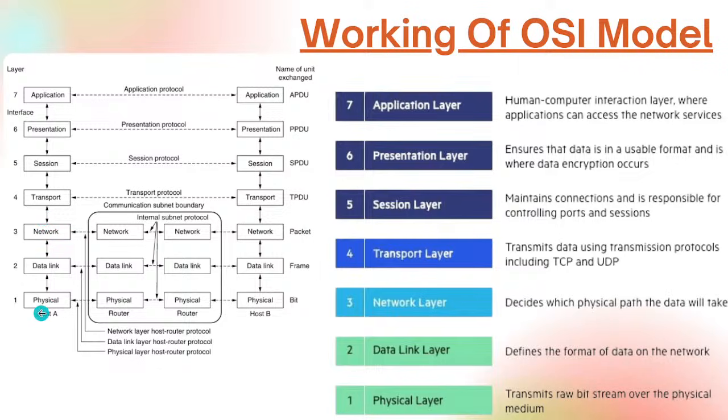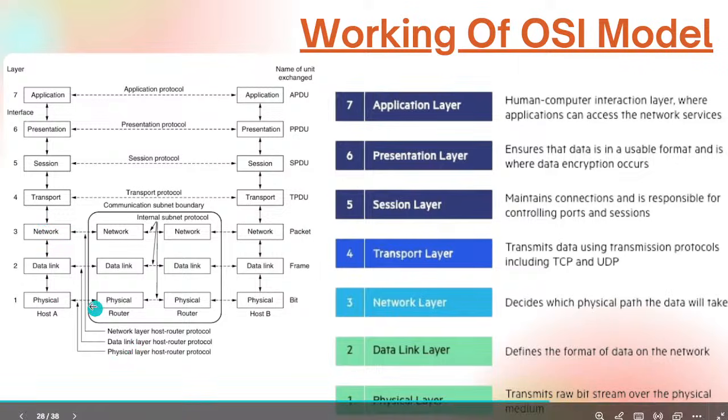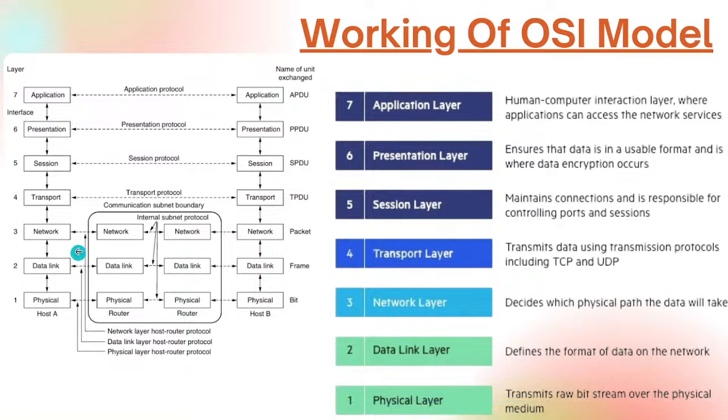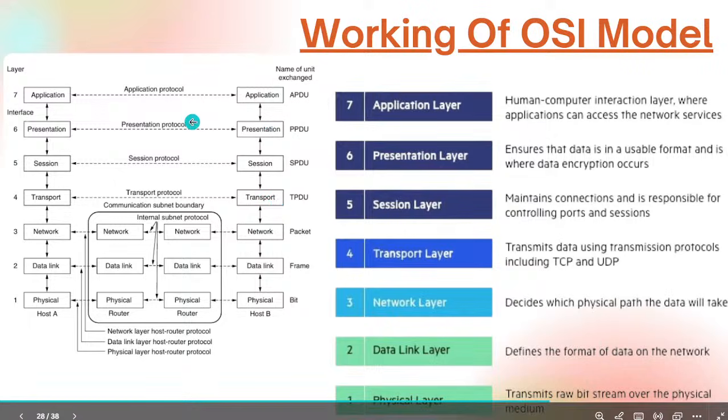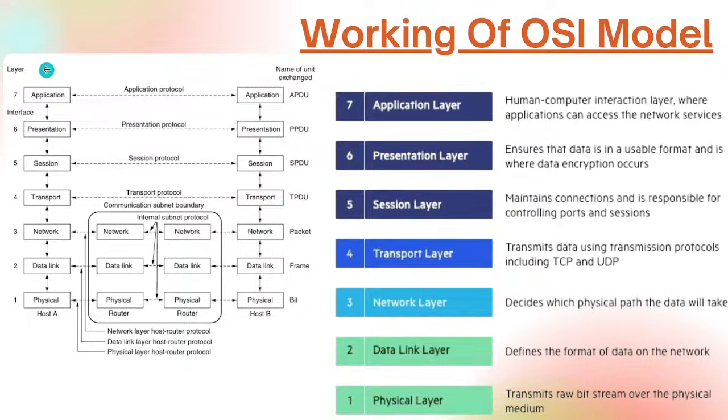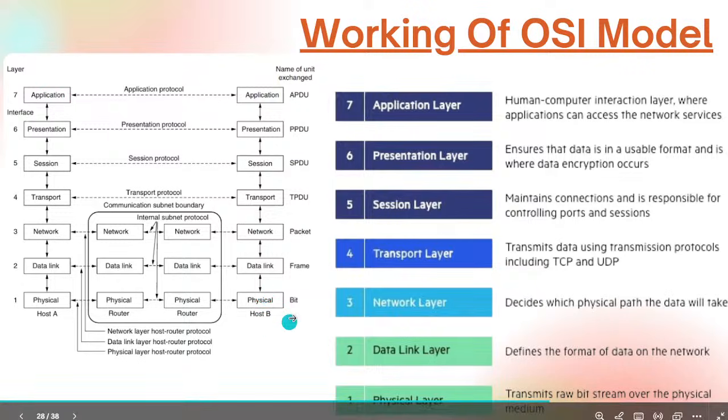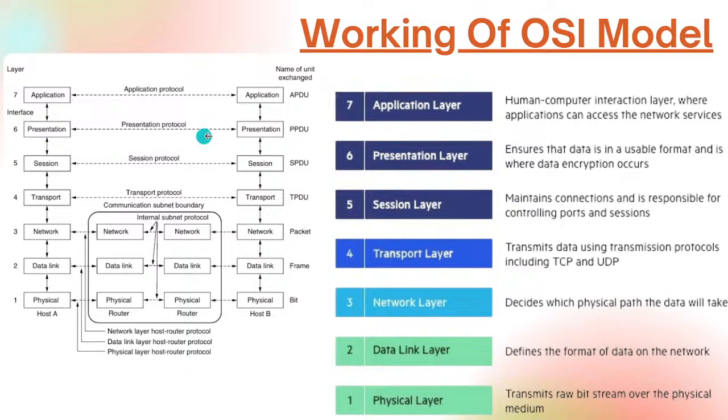Okay, in this portion, the physical layer host router protocol is activated. Here it is about the data link layer host router protocol, and here it is the network layer host router protocol. So here we can say host A and B. When the information is transferring from sender to receiver, the sender is in the application layer, then it comes to the presentation, and so on down to the physical layer, and then up to the application again. So this is actually a very important figure. Remember, you have to draw this figure when it comes to the explanation of the OSI model.